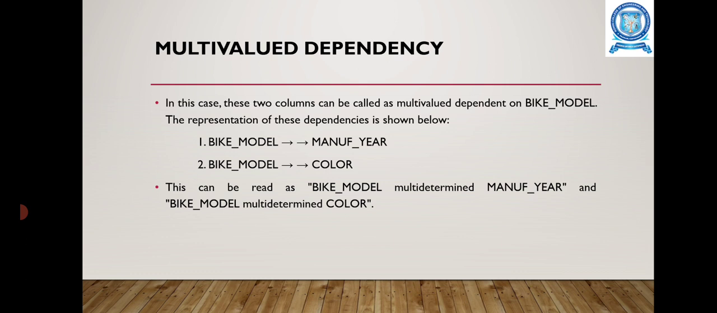The representation of these dependencies is as follows. Bike model multi-determines manufacturing year, that means manufacturing year depends on the bike model. At the same time, the color also depends on the bike model. This can be read as bike model multi-determines manufacturing year and bike model multi-determines color.